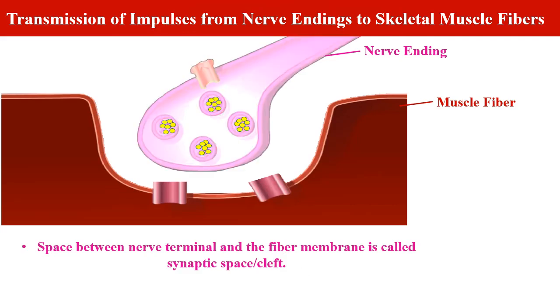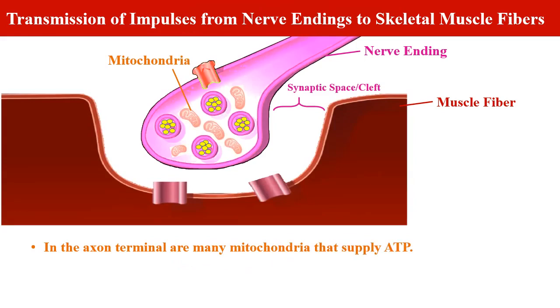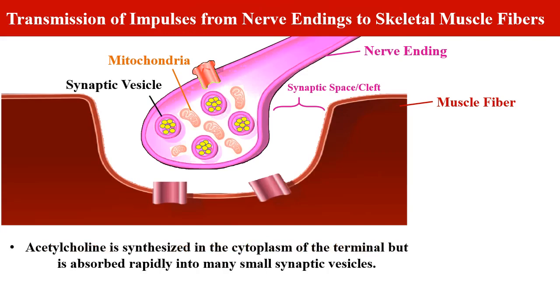The space between the nerve terminal and the fiber membrane is called the synaptic space or synaptic cleft. In the axon terminal are many mitochondria that supply ATP. Acetylcholine is synthesized in the cytoplasm of the terminal but is rapidly absorbed into many small synaptic vesicles.